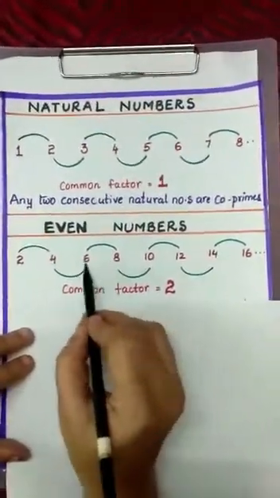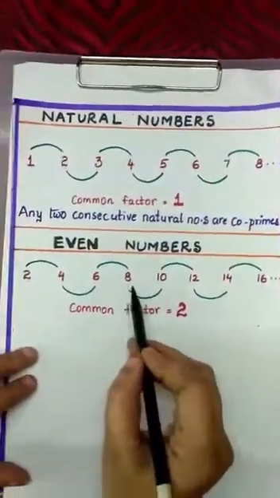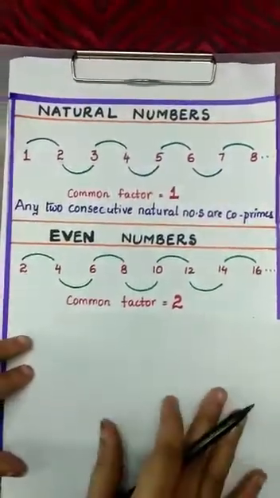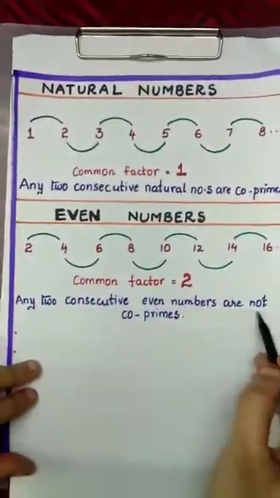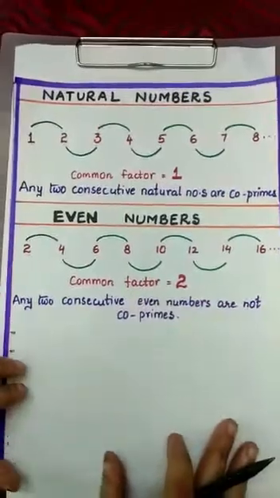Next consecutive even numbers, 6 and 8. Factors of 6: 1, 2, 3, 6. Factors of 8: 1, 2, 4, 8. Common factor is 2. So any two consecutive even numbers you take are not co-primes, since they don't have 1 as the only common factor.